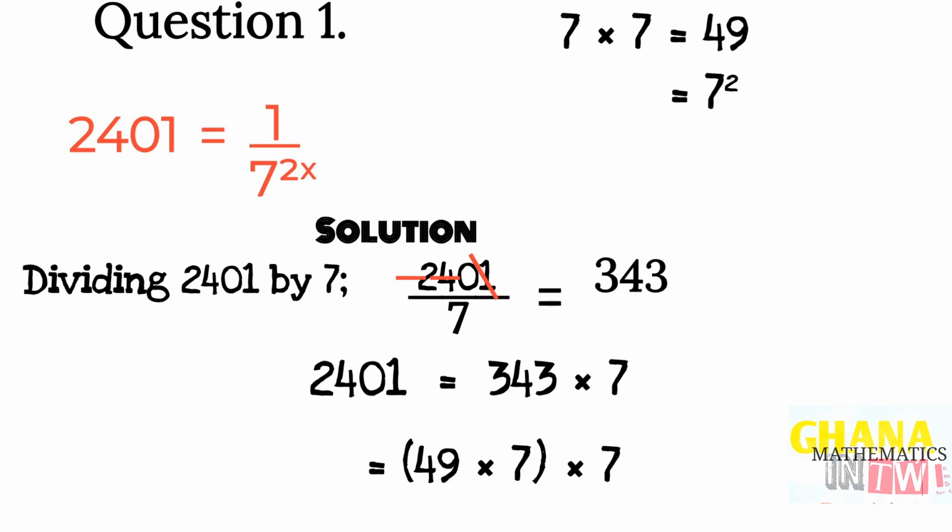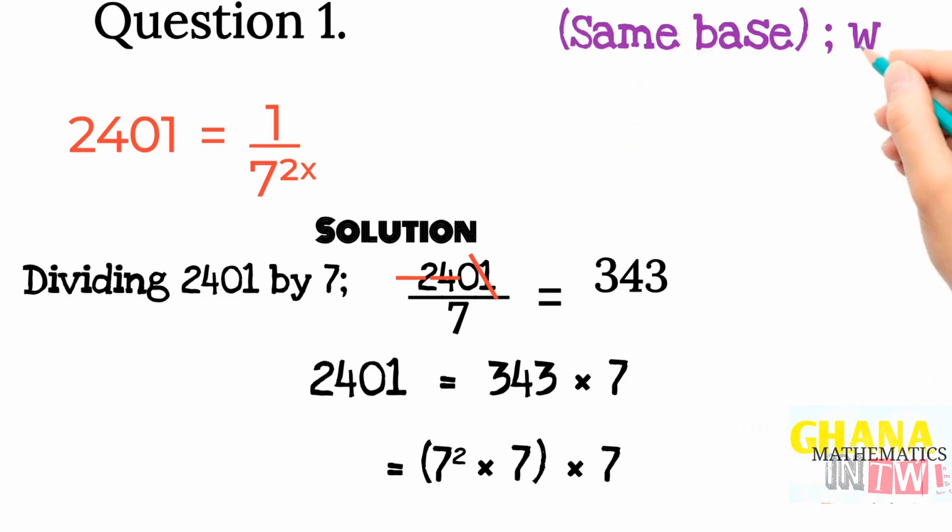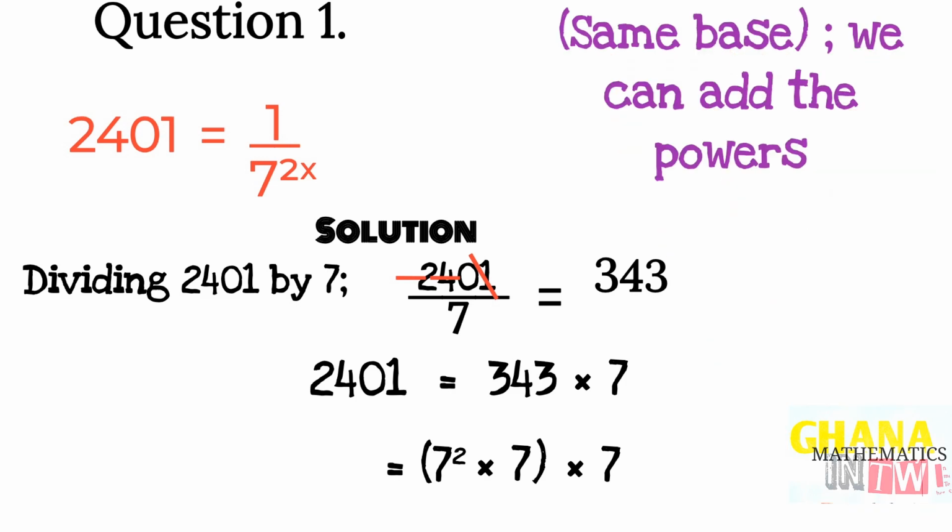The 7 itself is called the base, and that 2 there is called the power. So 49 can be written as 7 times 7, because 7 times 7 is 49. But since I have two 7s, we have powers there. The power is 7 raised to the power 1 times 7 raised to the power 1. In examination, they assume that you know it is raised to the power 1, so they don't write that power 1. So 1 plus 1 is 2. That is why it is 7 squared. So anytime the same base multiplies, we just add the powers.